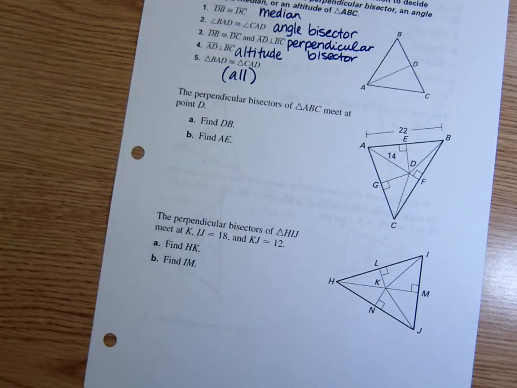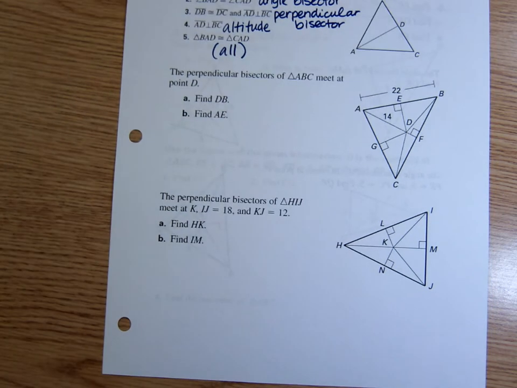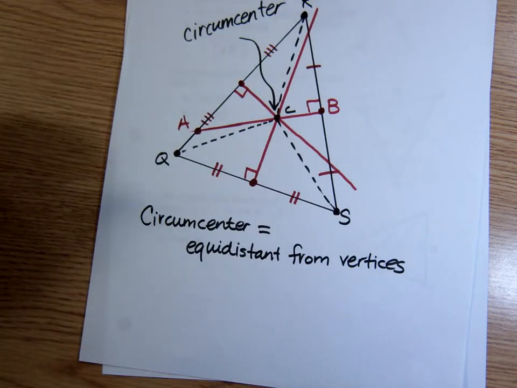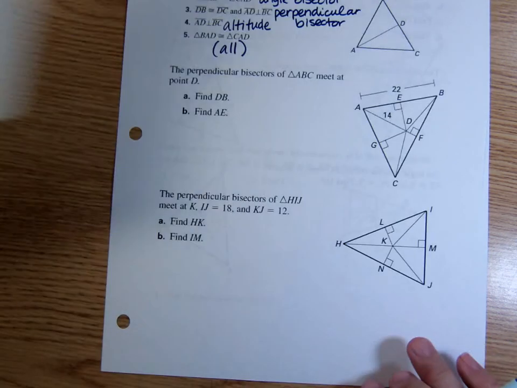Next, the next 2 big problem sections talk about perpendicular bisectors. Remember that perpendicular bisectors meet at a point we call the circumcenter. And the circumcenter is always equidistant from the vertices. In other words, this is the information I'm going to be using on the next 2 problem sets.